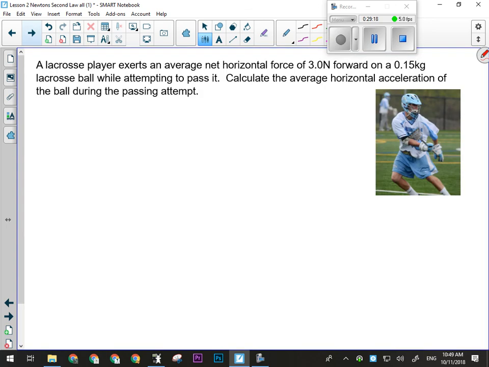Okay, so I have a lacrosse player who exerts an average net horizontal force of 3 newtons forward on a 15-kilogram lacrosse ball while attempting to pass it. Calculate the average horizontal acceleration of the ball during the passing attempt. What did they give me in this question? They gave me net force.